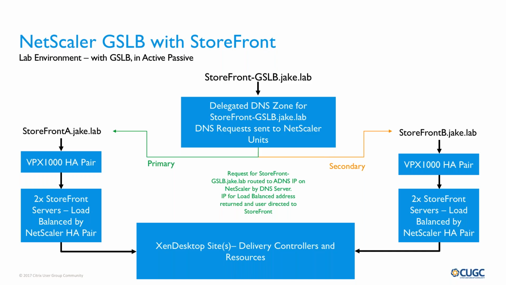Just worth pointing out, I've got URLs for storefront A and storefront B in this. Those are literally just to tell you which site, so GSLB won't change the URL that the users are going to. They will always see storefront-GSLB, and that can obviously be customized to whatever you need. So yeah, just to give you an idea of the two key options, really.